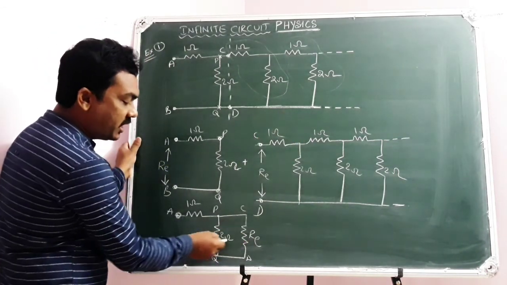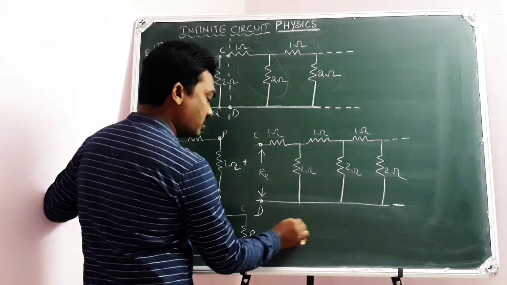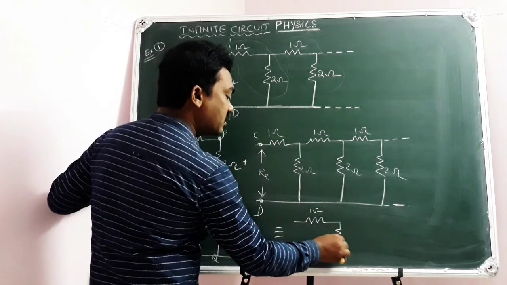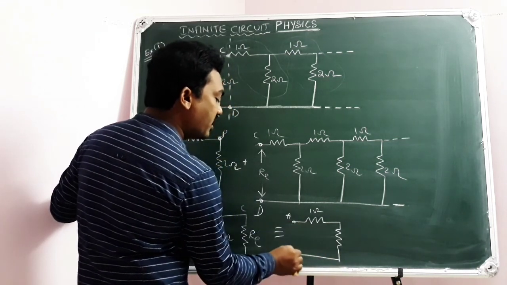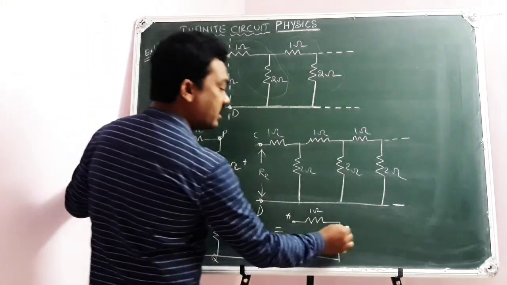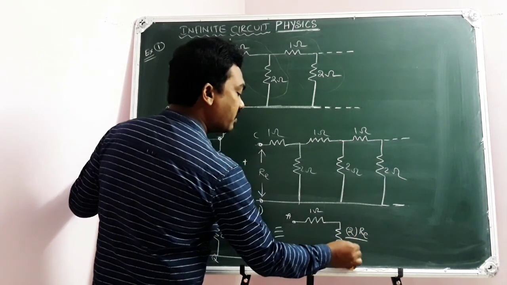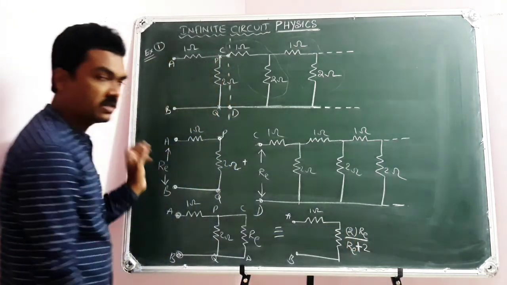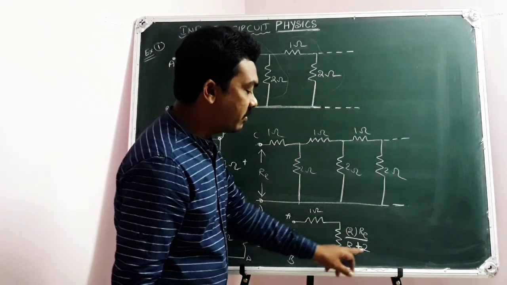Now this RE and 2 both are in parallel, so that your equivalent resistance is going to be, here it is 1 ohm, here it is the equivalent resistance of 2 and RE. 2 and RE are in parallel, then R1 into R2 by R1 plus R2. You know, when they are in parallel, how to calculate equivalent resistance. So these two can be replaced with R1 into R2 by R1 plus R2.